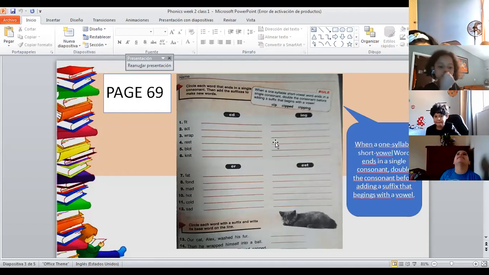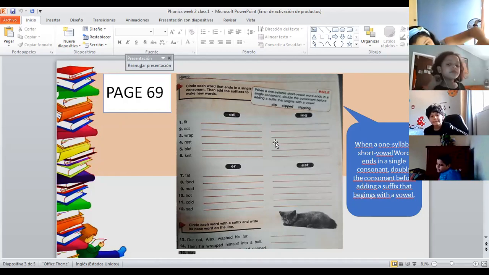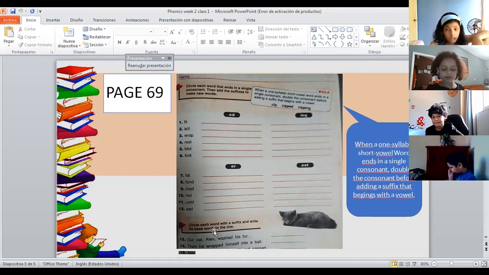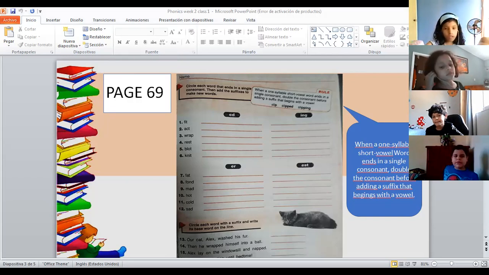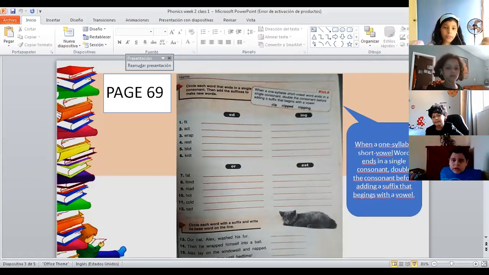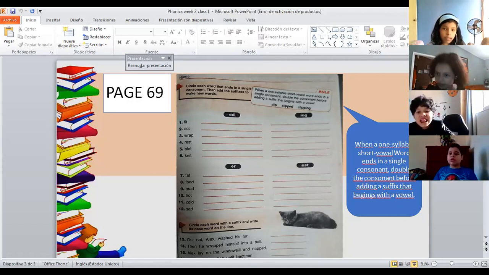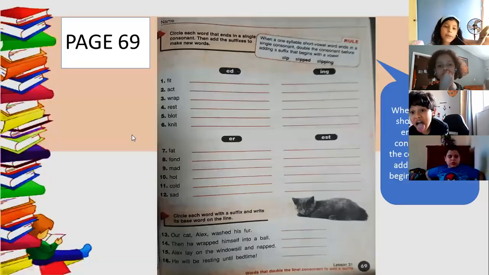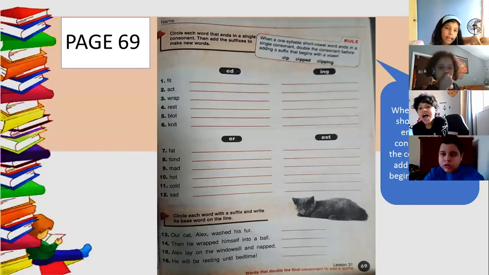So in here, we have the exercise that we're going to work on, and it says circle each word that ends in a single consonant. Then add a suffix to make new words, okay? So what words, can you tell me what word ends with a single consonant? Eat, lap, rest, beard, night.